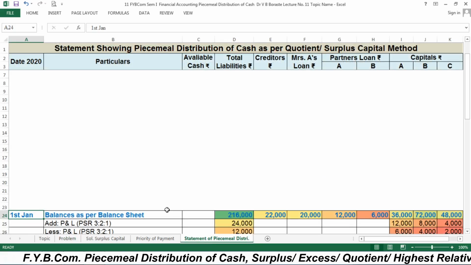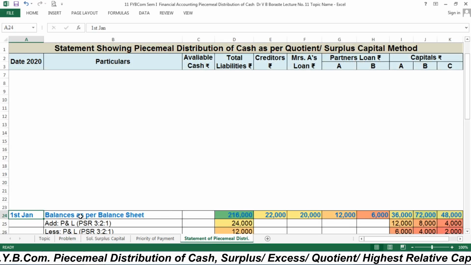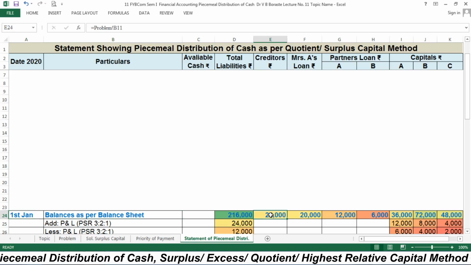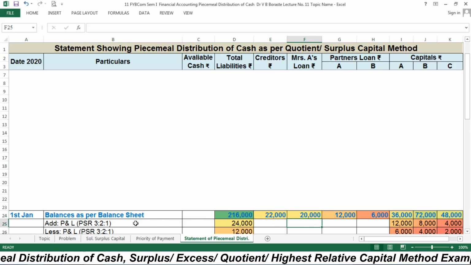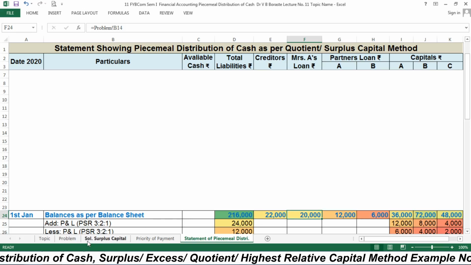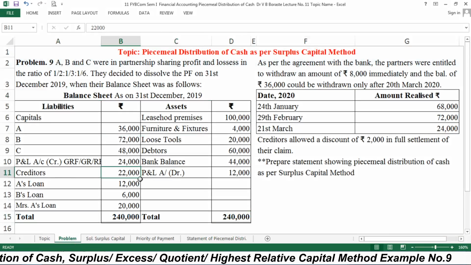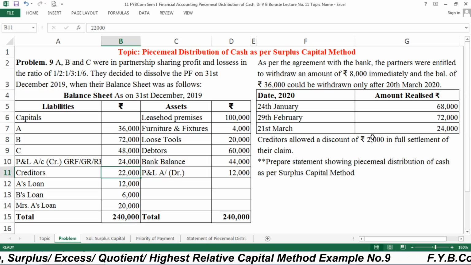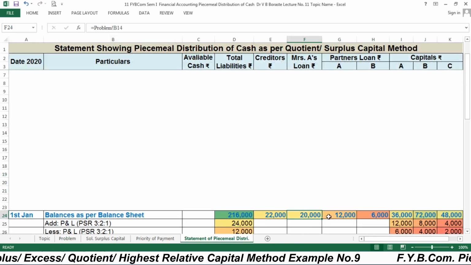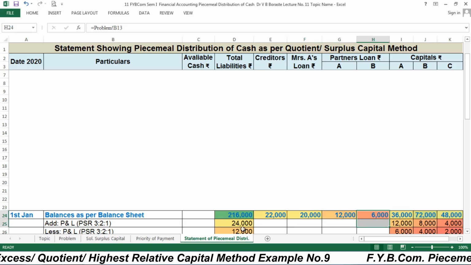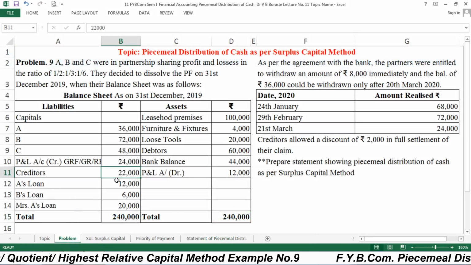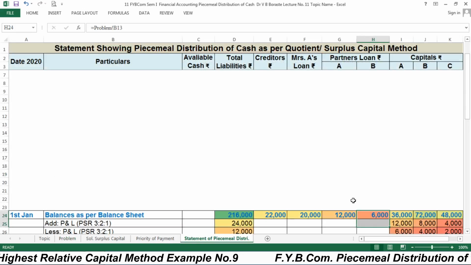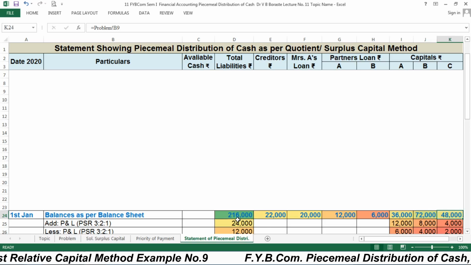So on the very next day, we put the balances in our piecemeal distribution of cash, that is balances as per balance sheet. Here creditors is rupees 22,000, Mrs. A's loan is 20,000. As per this problem, the creditors amount payable is 20,000, but they allow a discount of rupees 2,000, so we will adjust this discount later on. Here you can see partners' loan 12,000 and 6,000 as per the balance sheet. Mrs. A's loan is already mentioned 20,000, and capital of all the partners is 36,000, 72,000 and 48,000.